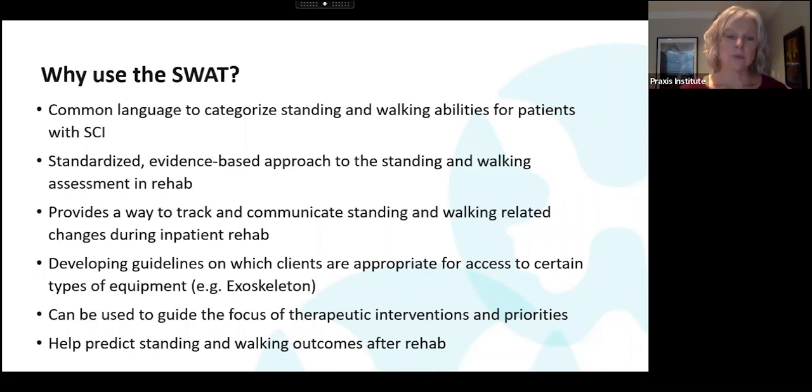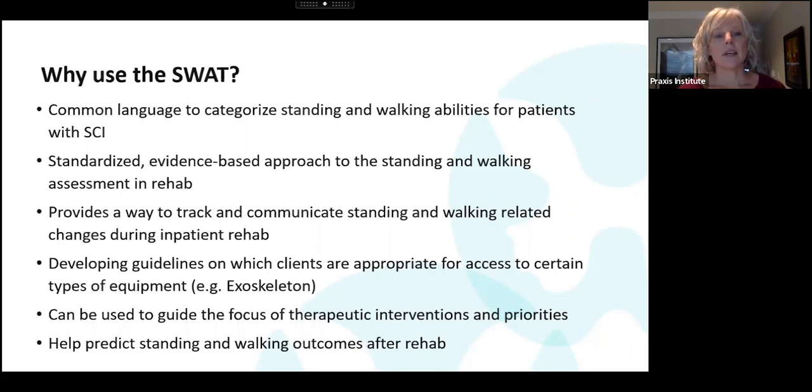I think, like the rehab scan identified prior to this SWAT in a lot of centers, which outcome measures were collected on which clients at what time varied not only from center to center, but also between therapists in a single center. So this really gives us a standardized way to assess standing and walking. It also gives us a way to track and to communicate those standing and walking related changes to teams, to our programs, but also to our clients. And it's a nice way to ensure that you are assessing and reassessing using the same tools. It really lets us start to follow those changes.